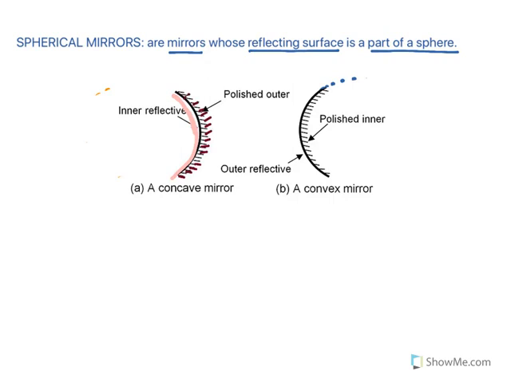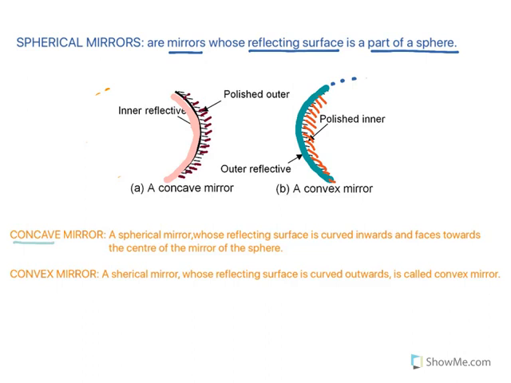This mirror is called a concave mirror because you can see the reflecting surface is like a cave. It's curved inwards. So hence it is called a concave mirror. But when you look at this mirror here, the reflecting surface is bulging outwards, while the polished surface is inwards. This bulging out mirror is called a convex mirror.